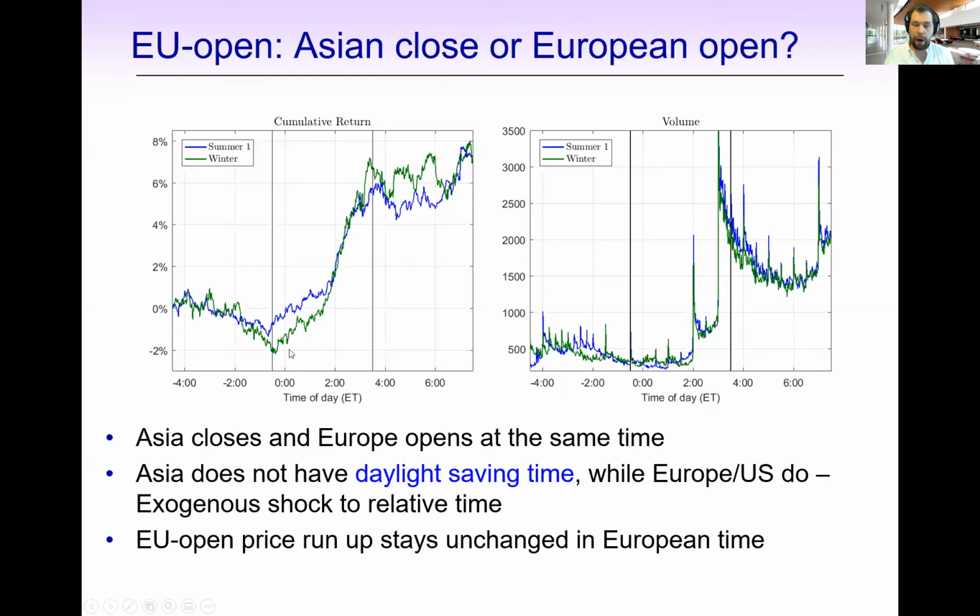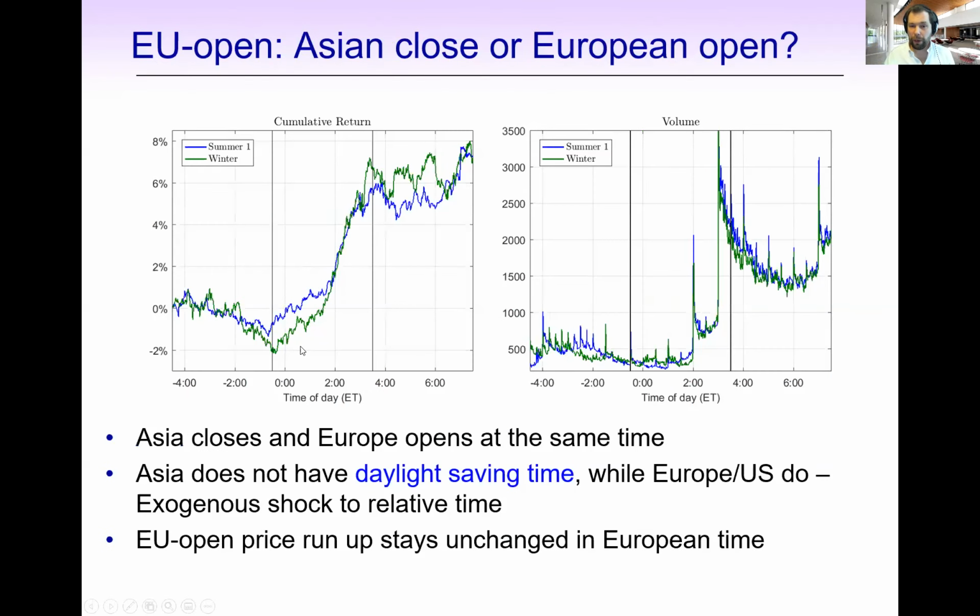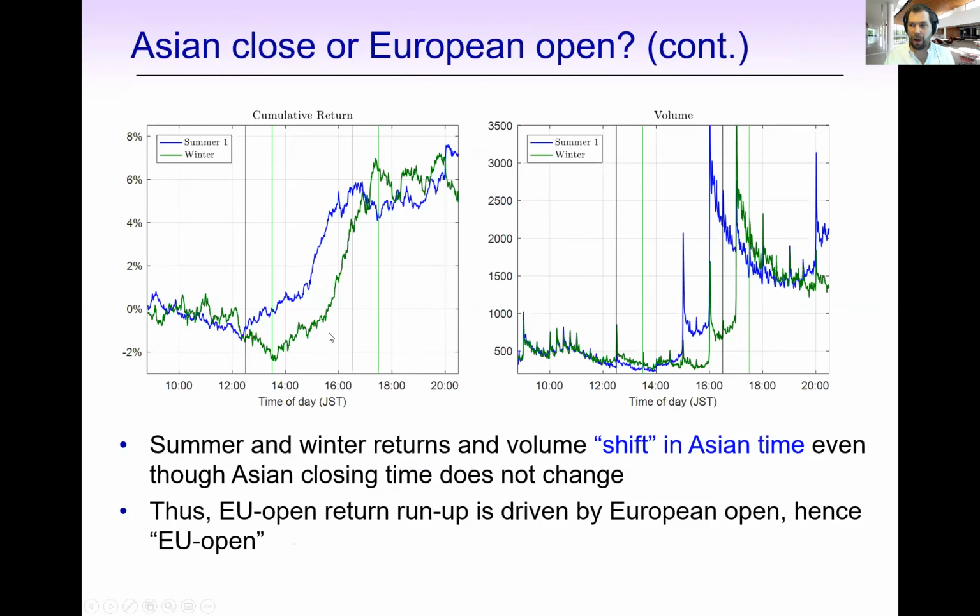Of course, the same pattern looks very different from the perspective of the Asian investors. So the same pattern in Japanese time. We see a clear 1 hour shift in trading volume, but more importantly, we see a clear 1 hour shift in the returns. So returns stay the same in European time, they shift in Asian time, which lets us conclude that it's really the European open which drives up the price.